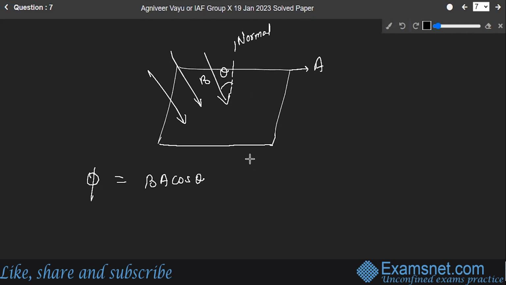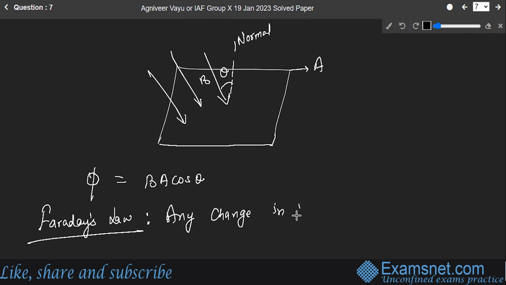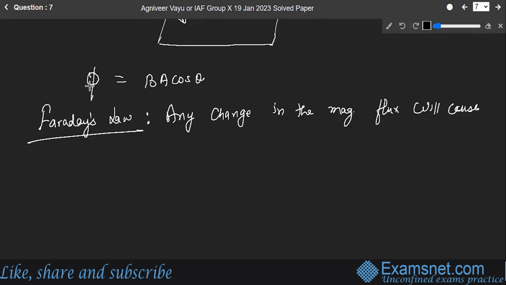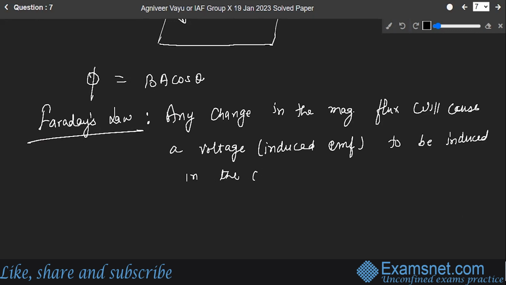Right. Now, according to Faraday's law, any change in the magnetic flux will cause a voltage, that is induced EMF, to be induced in the coil.